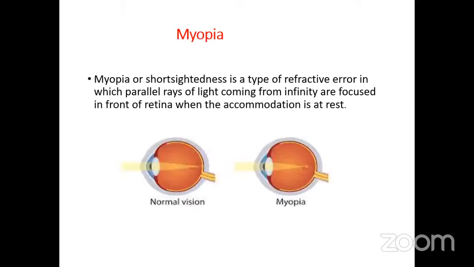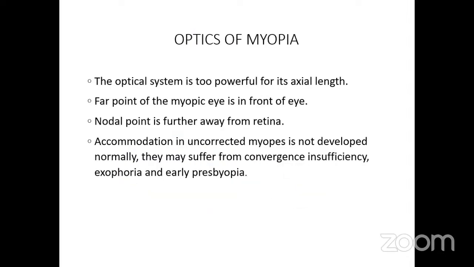Then myopia. Here the parallel rays of light coming from infinity are focused in front of the retina while the accommodation is at rest. Then the optics of myopia: the optical system is too powerful for its actual length. The principal point of the myopic eye is in front of the eye, and the nodal point is further away from the retina. Accommodation in uncorrected myopes is not developed normally. They may suffer from convergence insufficiency, exophoria, and early presbyopia.